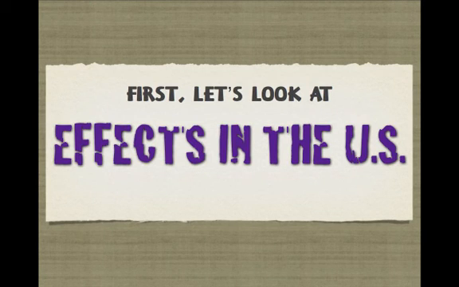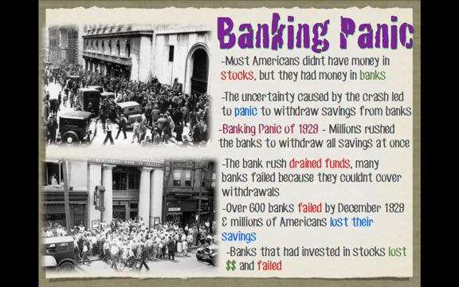First, let's look at the effects in the U.S. So the banking panic. Most Americans didn't have money invested in stocks, but they did have money in banks. And so banks were hit because many of the margin loans that were used to buy stock were not paid back once the stock market fell. So that means banks lost money. And that impacted people who had their money saved in banks, checking accounts, savings accounts. The uncertainty caused by the crash led to panic for people to withdraw their savings from banks.